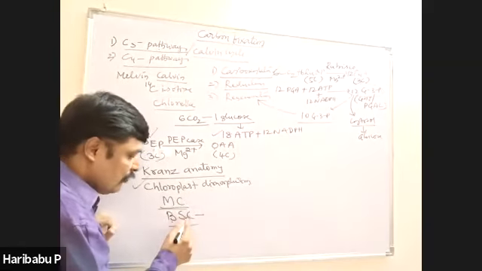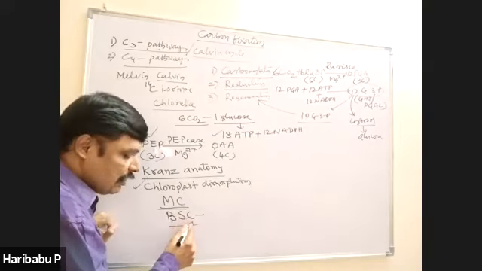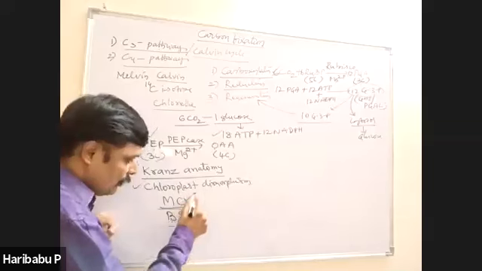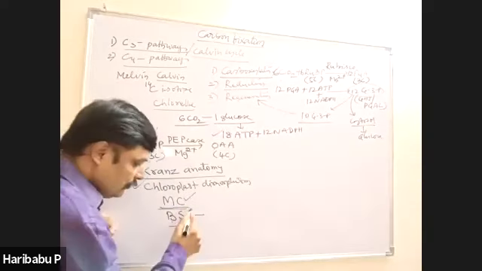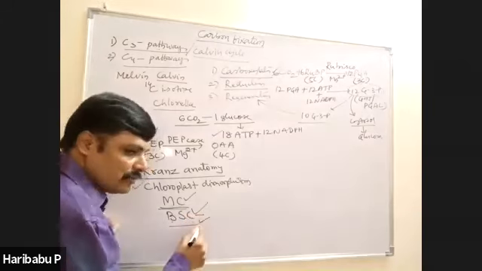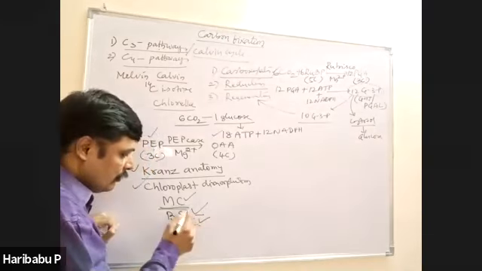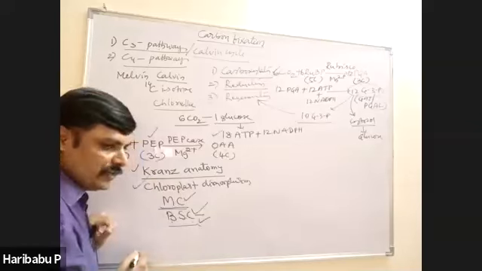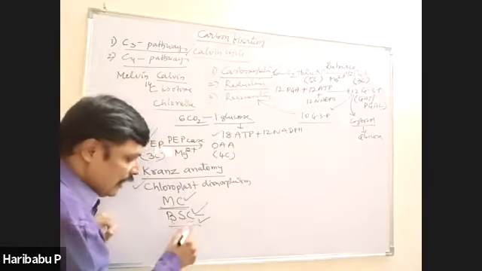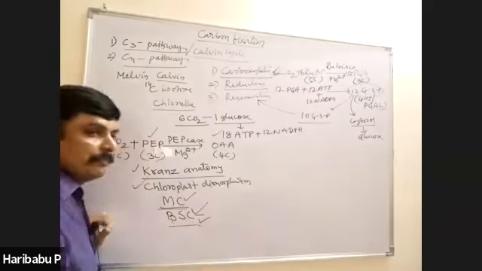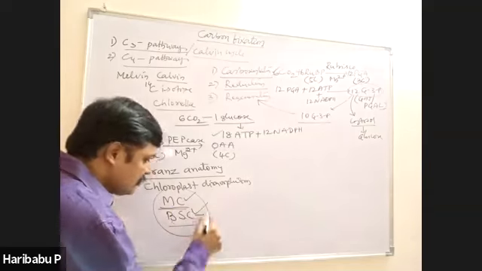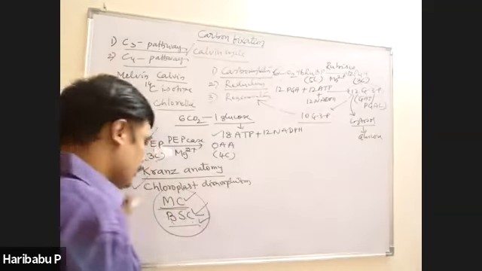Here one carboxylation occurs, and one decarboxylation. One carboxylation in mesophyll cells, one carboxylation in bundle sheath cells, and one decarboxylation in bundle sheath cells. So there is a division of labor. Right.